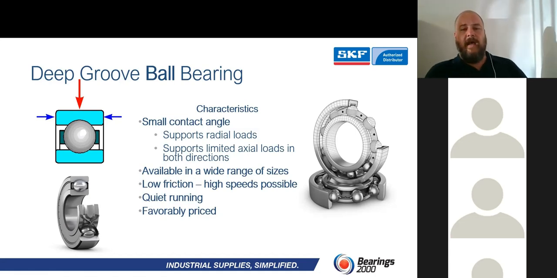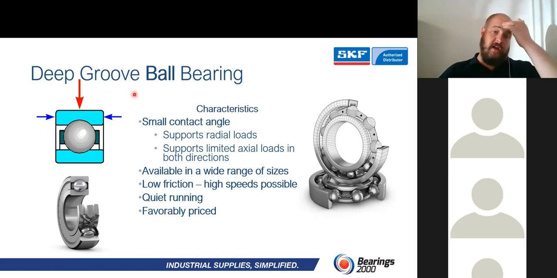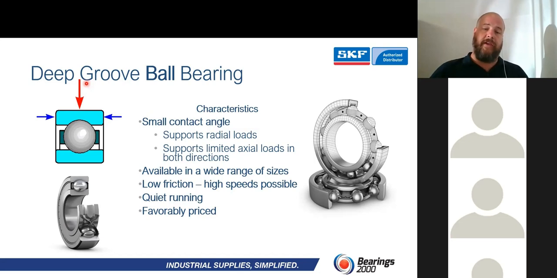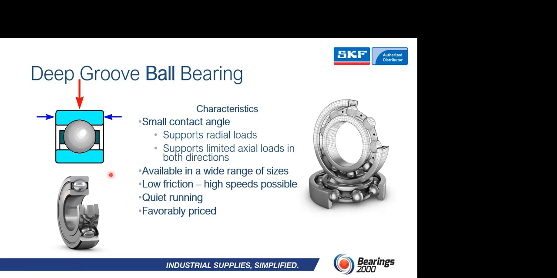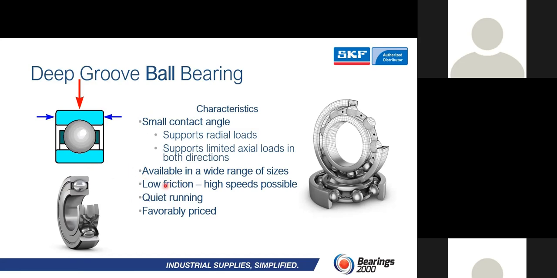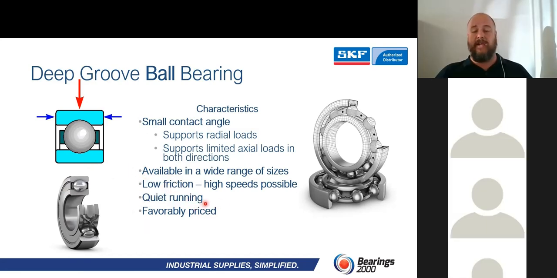Thanks, guys. So we've got a small contact angle, and if we look at the little arrows that I've inserted over there, we can take some radial load. Axial load is limited in both directions. It's available in a wide range of sizes. Low friction, so high speeds are possible. Of course, quiet running, whether it is an open bearing in oil or a ZZ bearing, and then of course it is a bearing that is favorably priced.